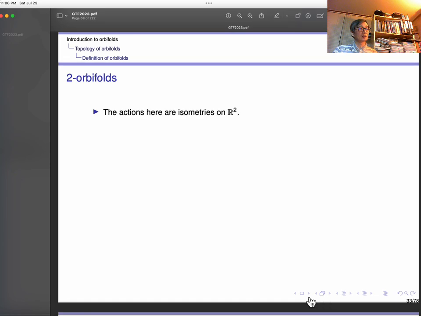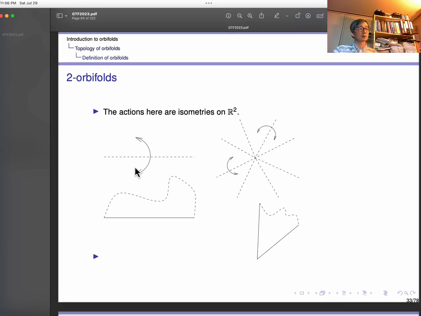Here, the actions are isometries. So this is the mirror points, and the quotient space will be something like this with this line in it. This is called the silver point. Then these are dihedral group actions, and the quotient will be some sort of wedge like this, and these will be mirrors. So this point will be called the corner reflector point, and these will be mirror points here.